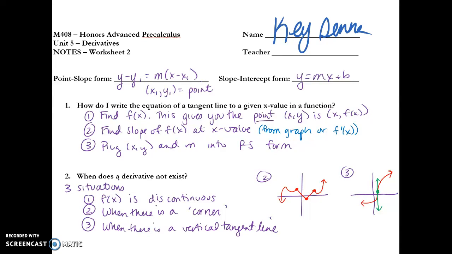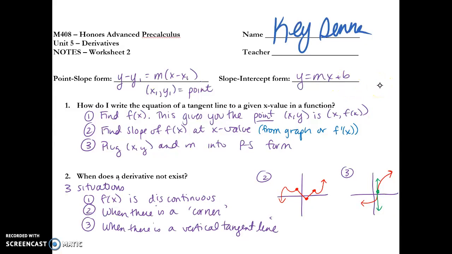Okay, in today's lesson we are going to learn how to write the slope of a tangent line to a given function f of x at a specific point x. There are two formulas that we want to review. The first is point-slope form, which is y minus y1 equals m times quantity x minus x1. Remember that x1, y1 is any point on the original graph f of x. The second is slope-intercept form, y equals mx plus b, where m is the slope and b is the y-intercept.